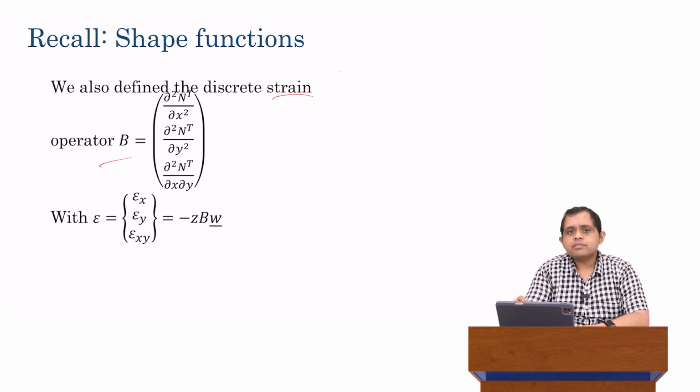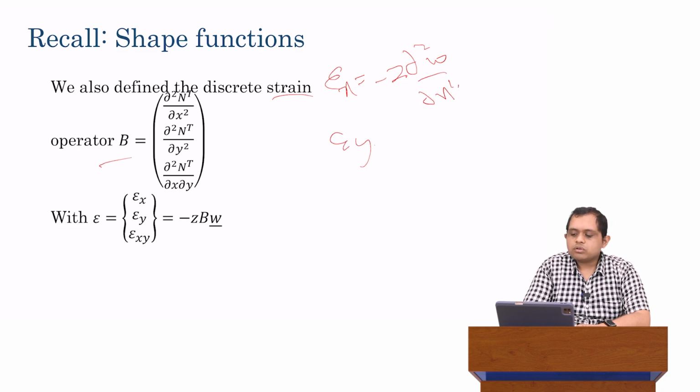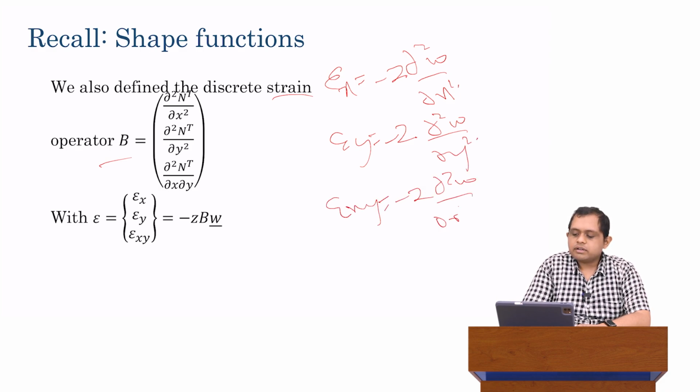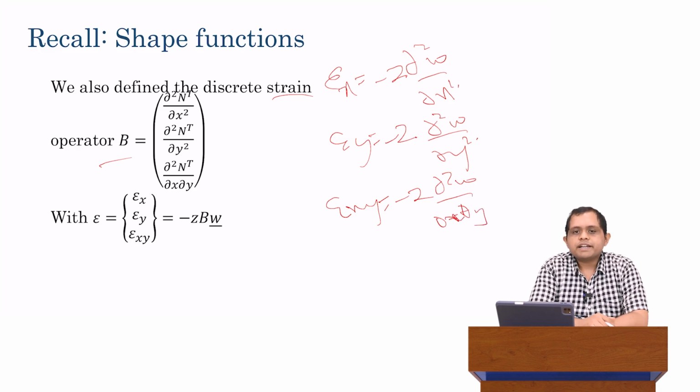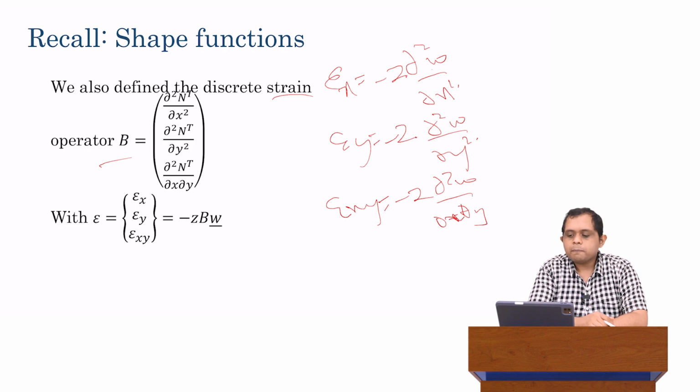So when we did plate theory, we had derived three equations. We had derived that epsilon x is equal to minus z del square w over del x square. Epsilon y is equal to minus z del square w over del y square. And epsilon xy is equal to minus z del square w over del x del y. Please go back to that lecture on plate theory if you forgot how these are derived. I don't want to repeat it right now.